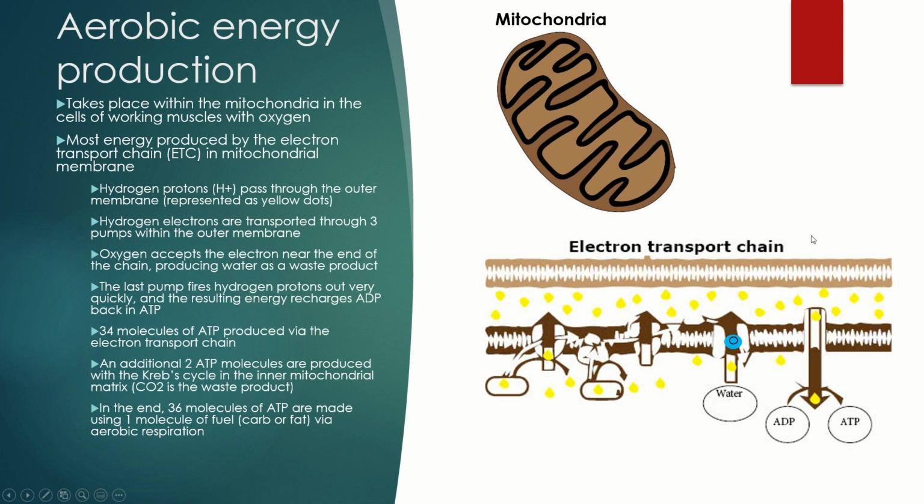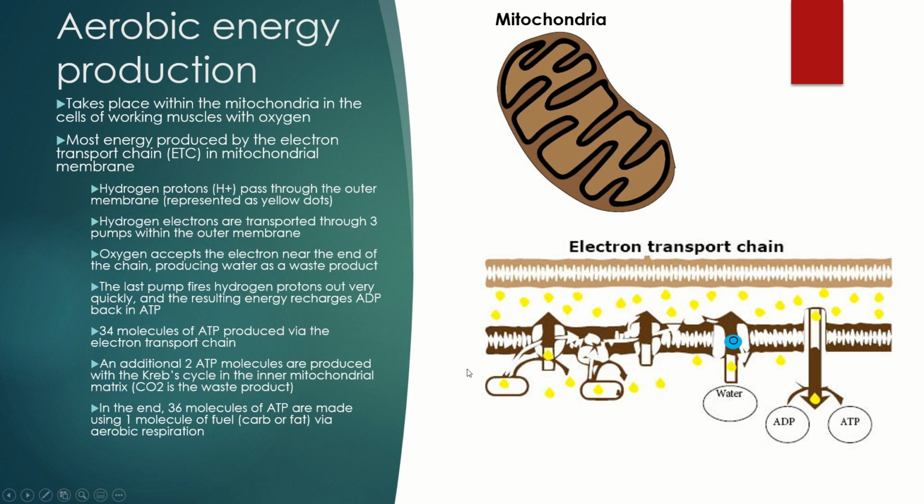When that last pump shoots out the proton, the releasing energy creates ATP, or recharges the ADP into ATP. 34 molecules of ATP are produced, or recharged, for lack of a better term, via this electron transport chain.